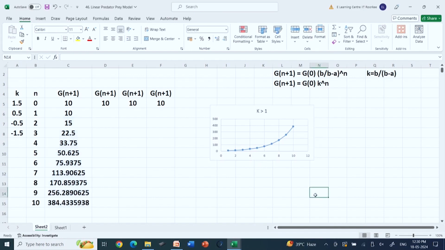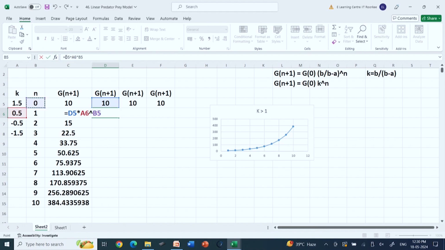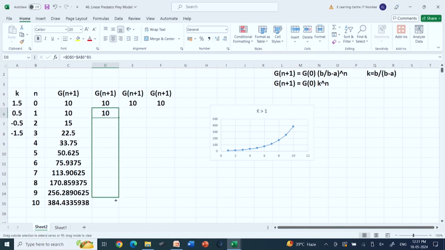Okay. So, I will explain this curve later on. Let me first generate them. Now let k lie between 0 and 1, so say 0.5. So this is equal to again the initial value multiplied by k to the power n. These two values are constants. And I drag them.